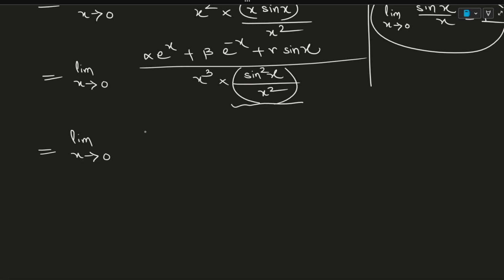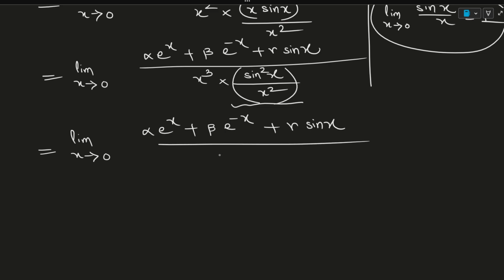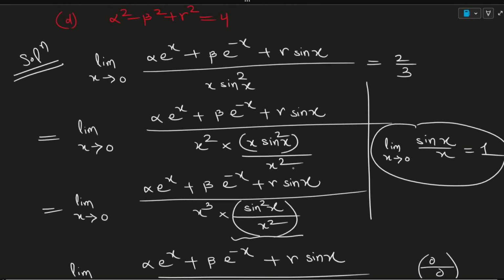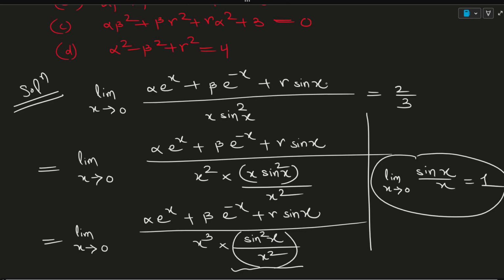One important question arises here: why did I do so? So it will be x cube. Now in the limit, I can say that it is in 0 by 0 format. Initially it was in 0 by 0 format, this section, this one, it was initially in 0 by 0 format.